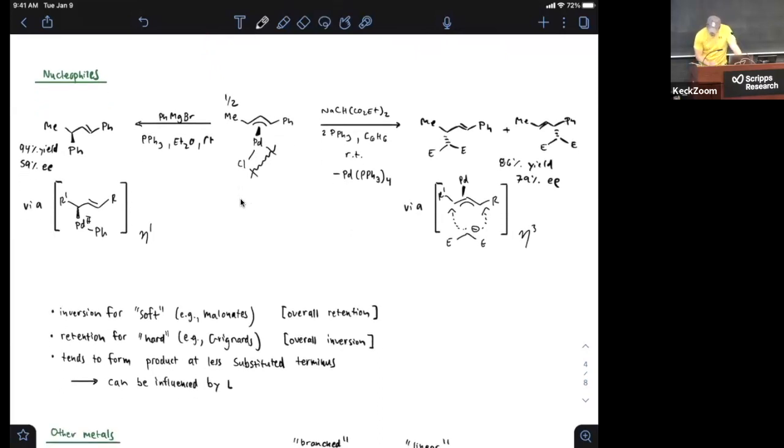So now the key contrasting point is that with hard nucleophiles, AKA substituents for which the corresponding conjugate acid has a pKa higher than 25, we typically will see in catalysis a mechanism of inversion followed by retention. So it will overall be invertive.